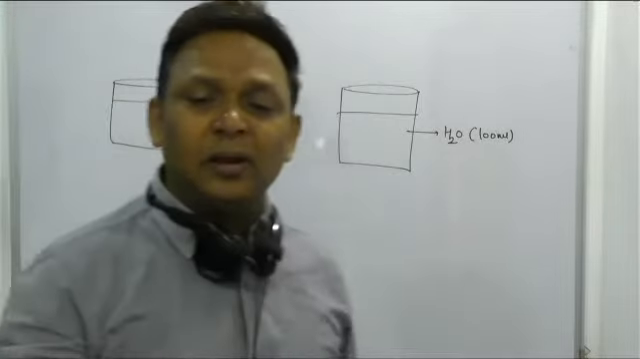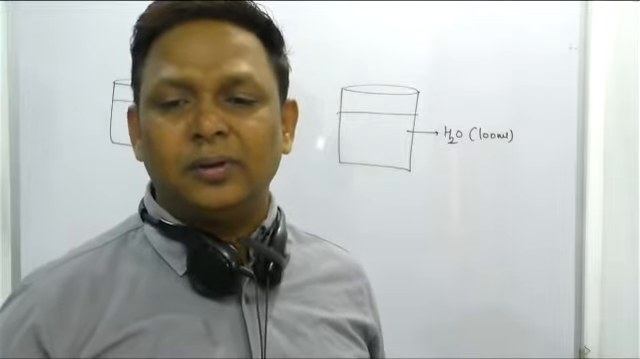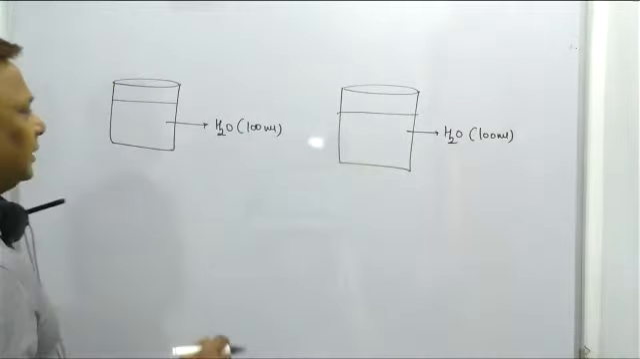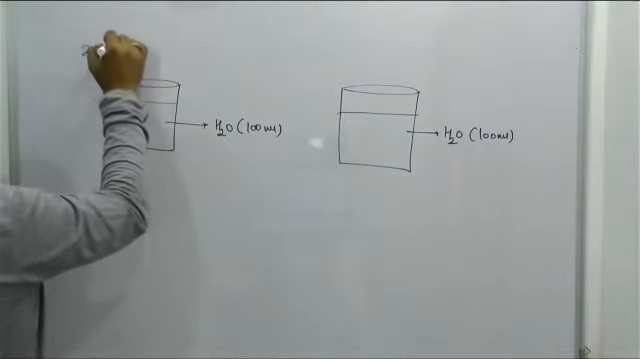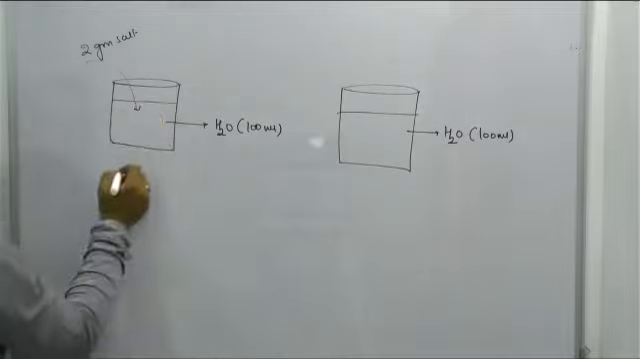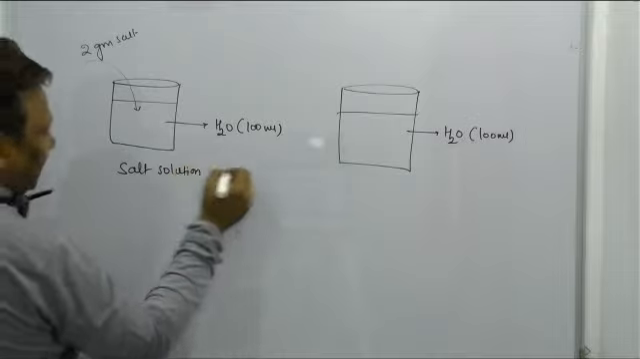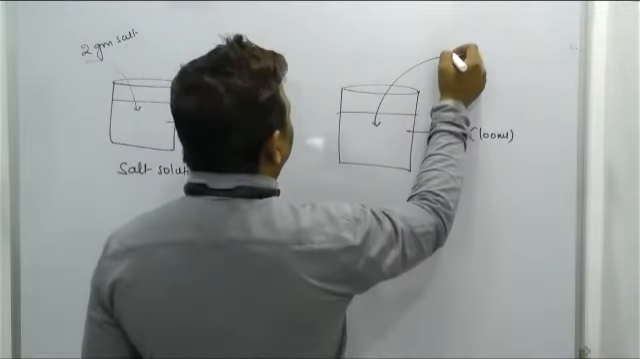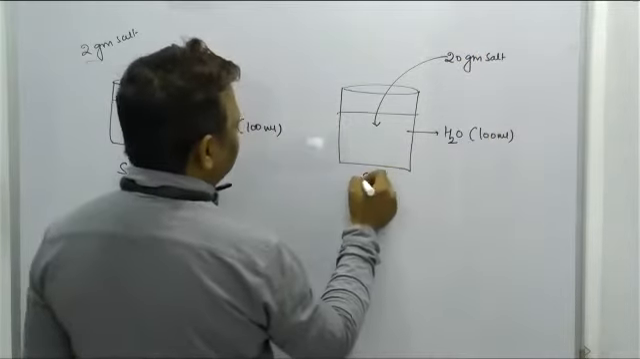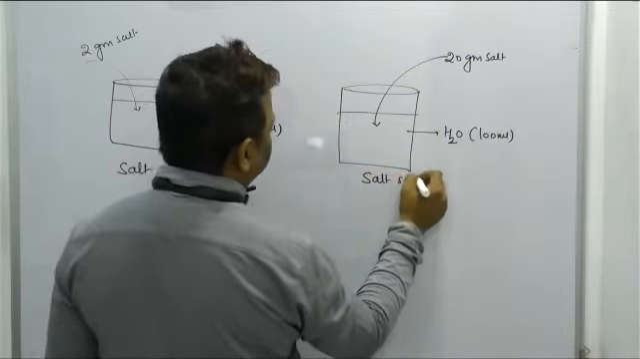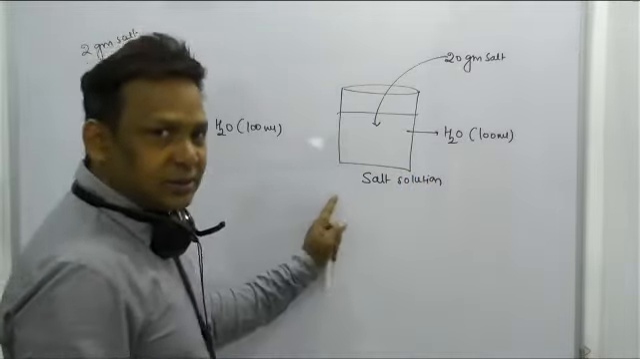In both the beakers, the volume of water is 100 ml. Now, in the first beaker, I want to add just 2 gram of salt. So this will be called a salt solution. In another beaker, I want to add 20 gram of salt. Now this solution is also called a salt solution. Right? This is a salt solution and this one is a salt solution.